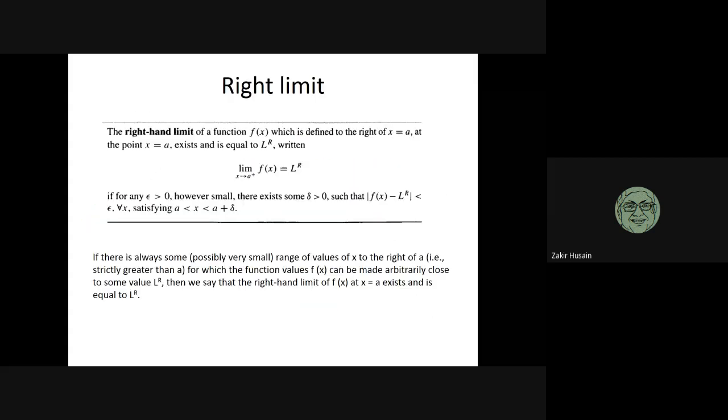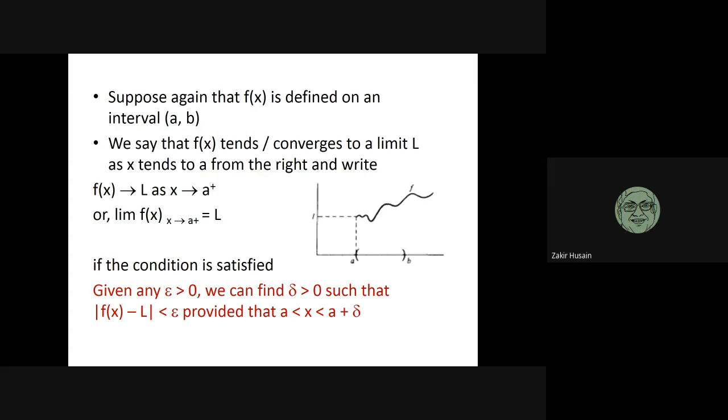In the case of the right hand limit, it is the opposite. We start from the right, we are progressively reducing the value of x, and you can see that the value of f approaches L. So in this case, we see that there is a right hand limit.